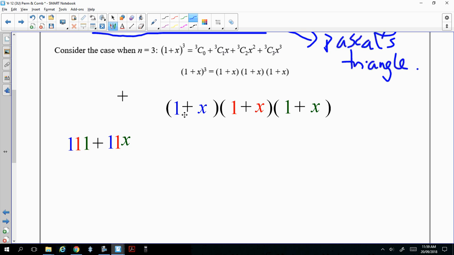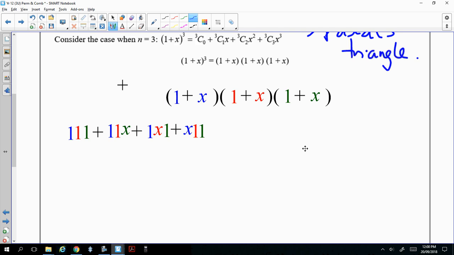It can also be like this: plus 1 times x times the green one, right? Or it could be the blue one, the red, and the green. Now, why is that important?